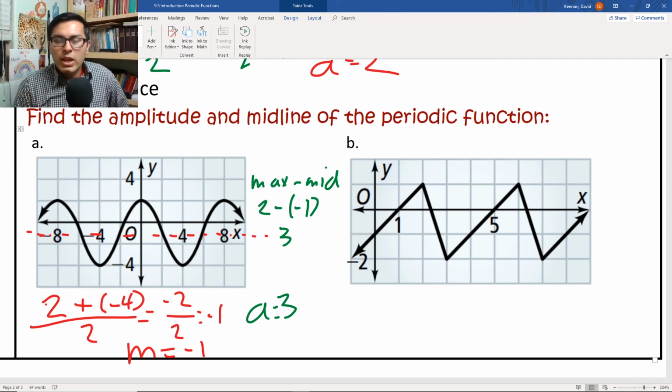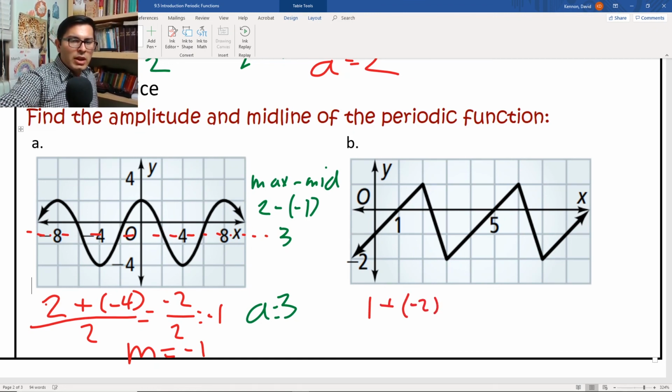Now here we have to first find our midline. So we're going to take our maximum, which in this case is 1, and this time I am correct. We're going to add it to our minimum, which is going to be -2, and then we're going to divide it by 2 because it's an average. So what does this turn out to be? Well, the top is going to be -1. That's 1 plus -2, or -1. And it's going to be over 2.